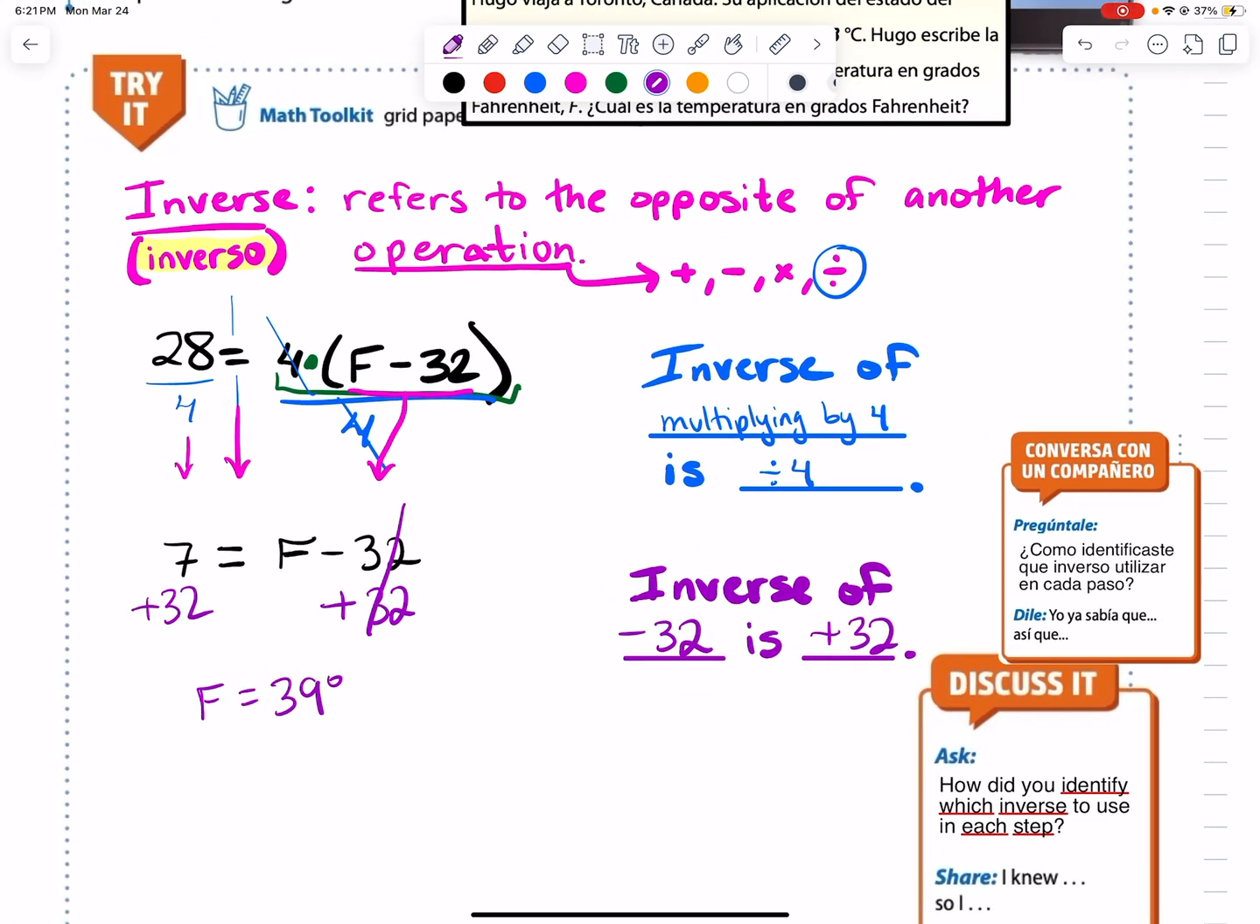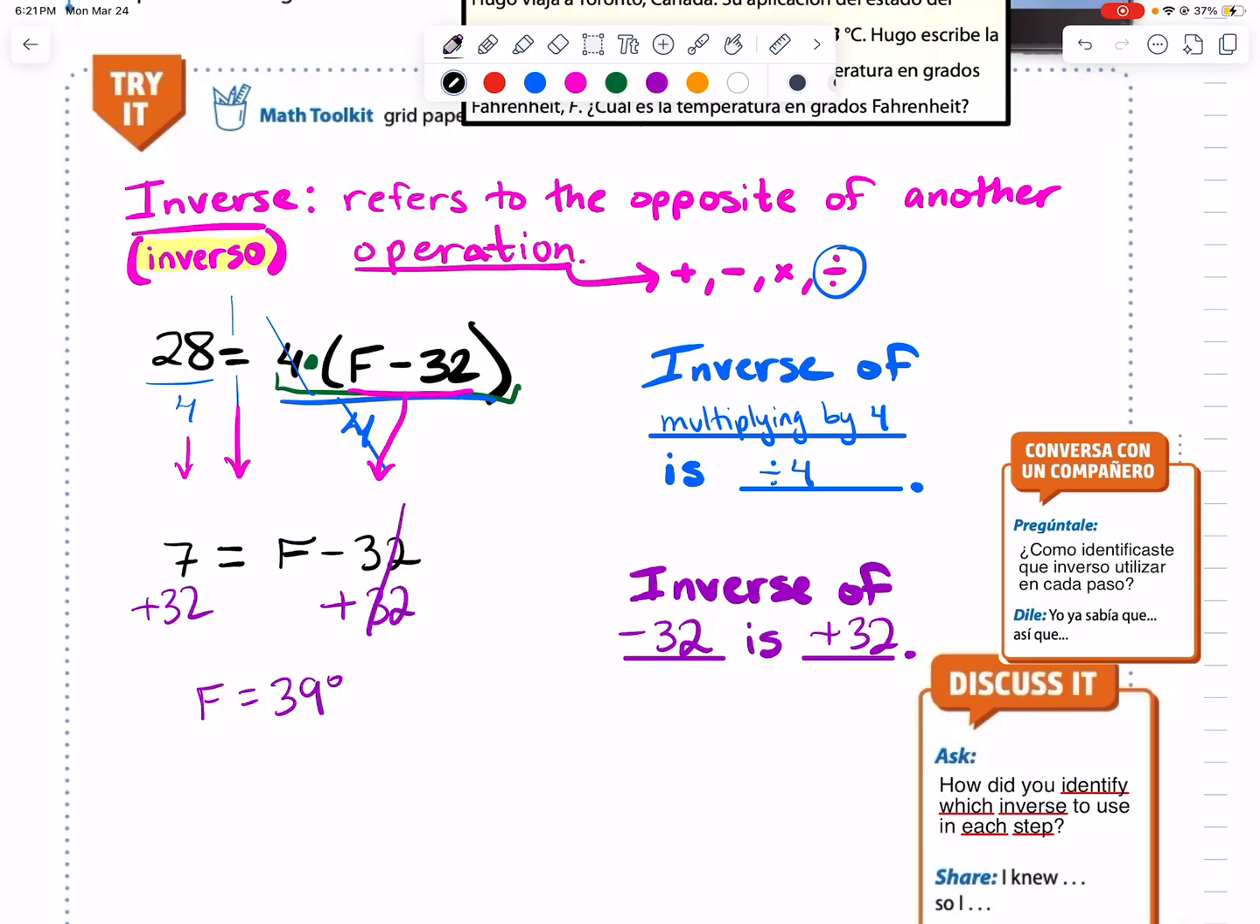Notice these inverses, these aren't a surprise. We've been working on these since the beginning of equations. Oh, this is times 4. I could divide this side by 4. Yeah, that's an inverse. Oh, over here, it's minus 32. So if I add 32 to this side, it'll give me the answer for F. Yeah, absolutely. It would give you 39. You've been doing the inverse this whole time.